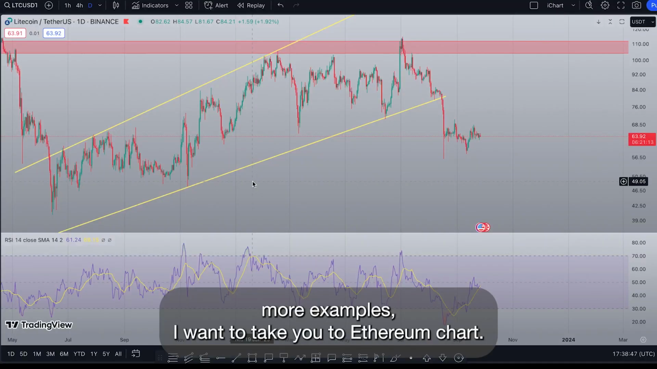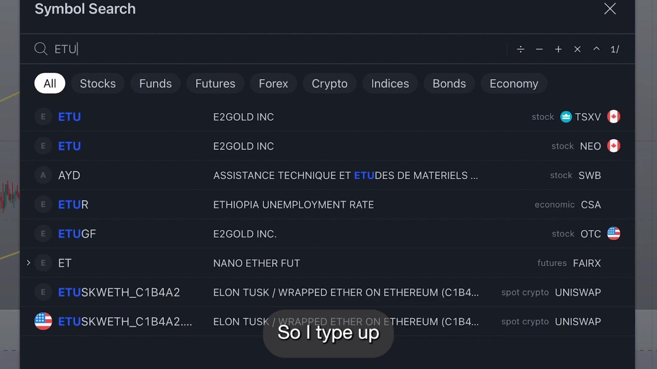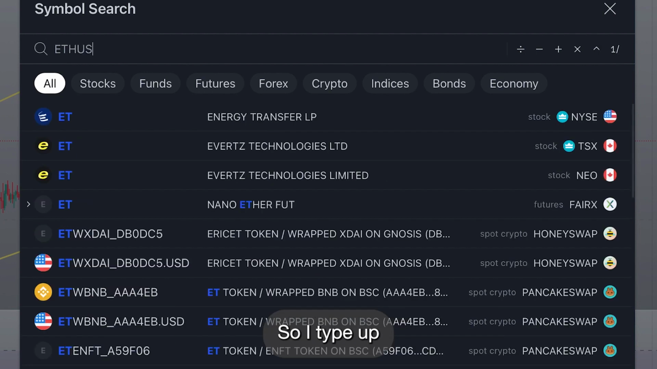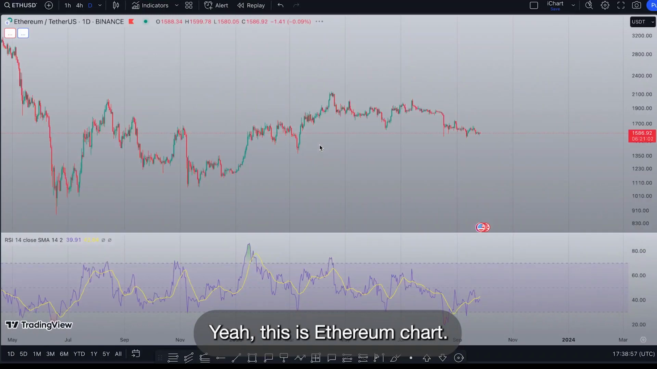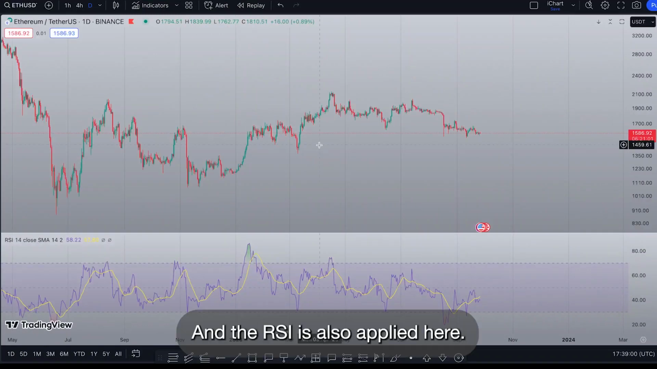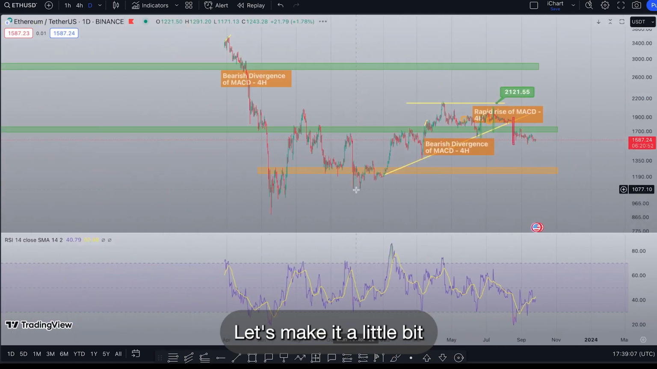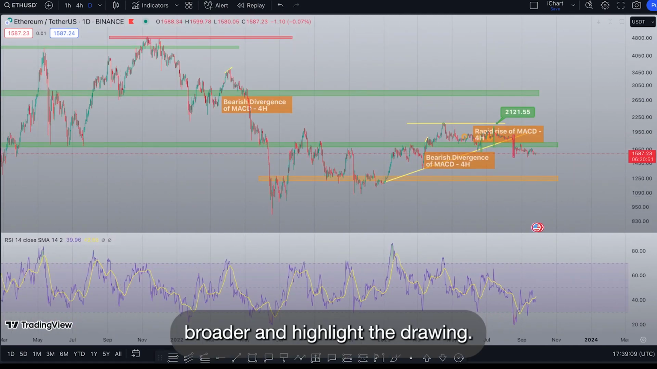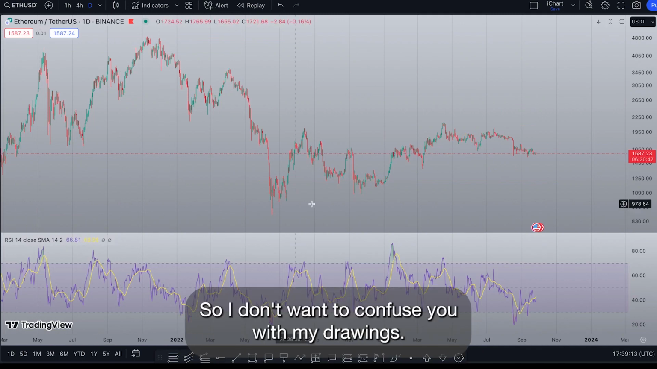In order to see more examples, I want to take you to the Ethereum chart. So I type ETH USDT. Yeah, this is the Ethereum chart, and the RSI is also applied here. Let's make it a little bit broader and hide the drawings so I don't confuse you with my drawings. All right.